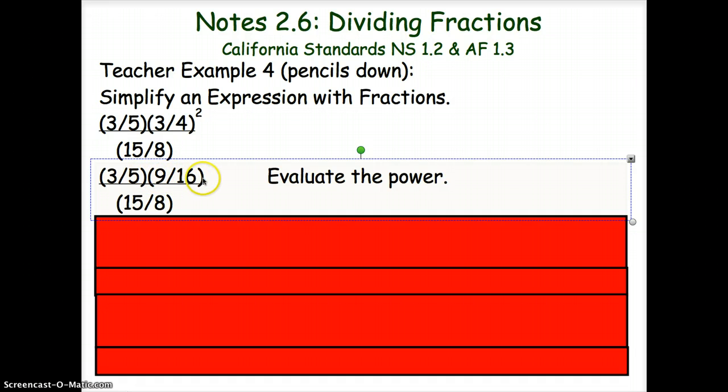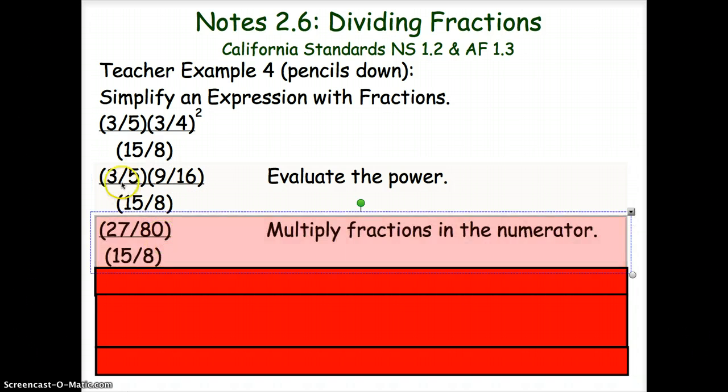Now, my grouping symbols, remember this bar right here is like a grouping symbol. You do everything in the numerator, then everything in the denominator, and then you can divide. So I take care of my numerator by multiplying these two fractions together. 3 times 9 is 27, 5 times 16 is 80. Now notice I've got 27 over 80 over 15 over 18. So I kind of have a fraction over a fraction, which is the same thing as saying a fraction divided by a fraction. So this here, this fraction bar is also a division bar.